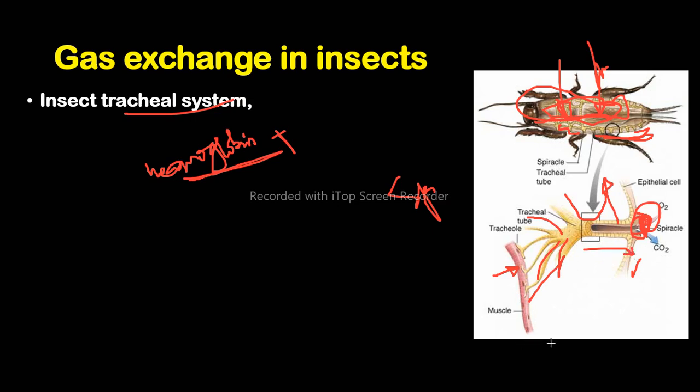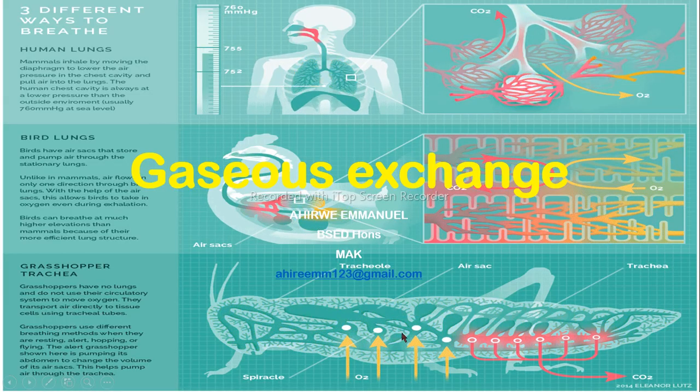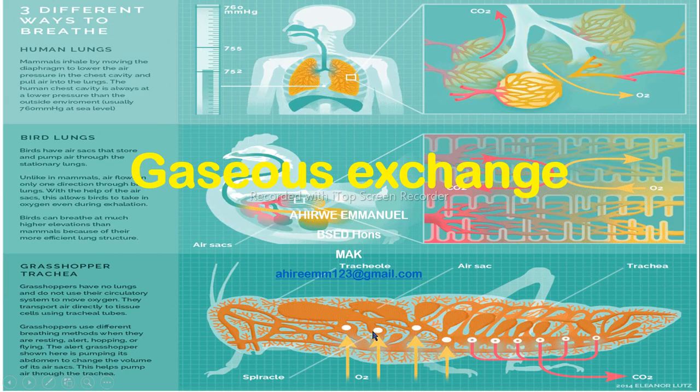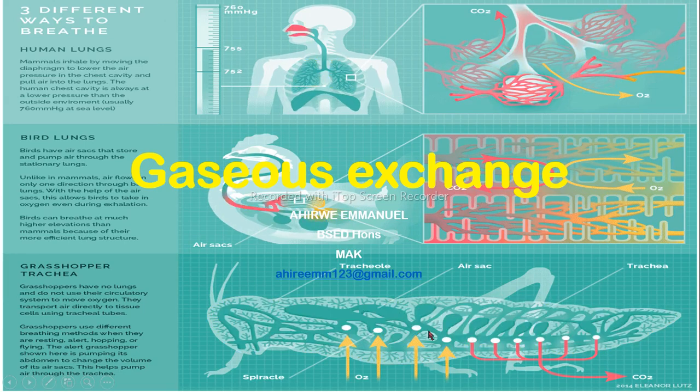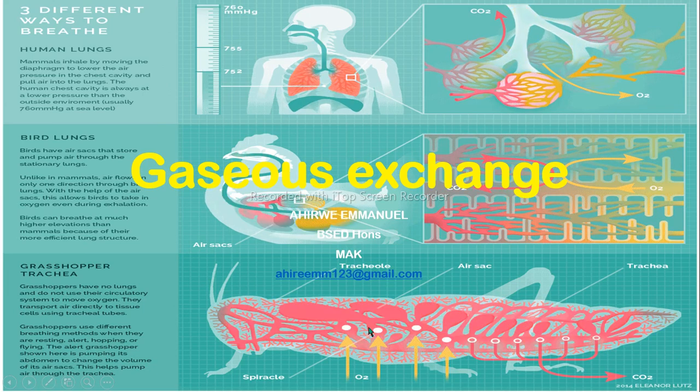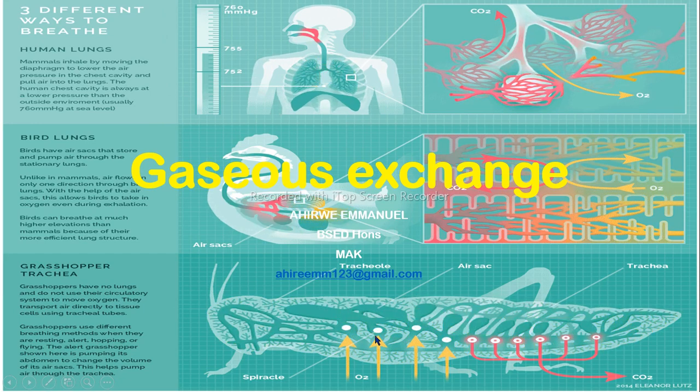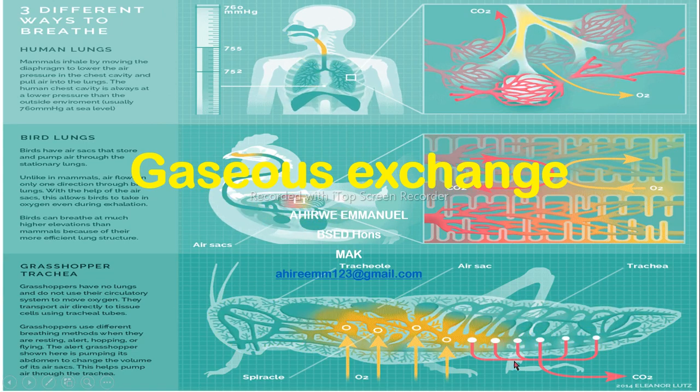Maybe I want you to have a look at this. Just a moment. So this is our insect. Are you seeing? The yellow represents oxygen, and the red represents carbon dioxide. So these spiracles on the thorax open into this system of very many tubes connected to air sacs, and then air enters and distributes throughout the entire body.